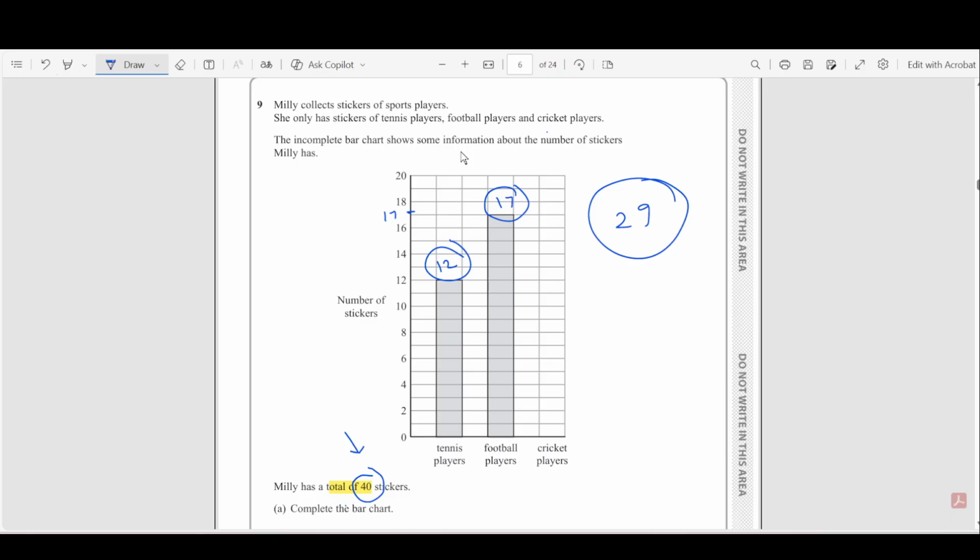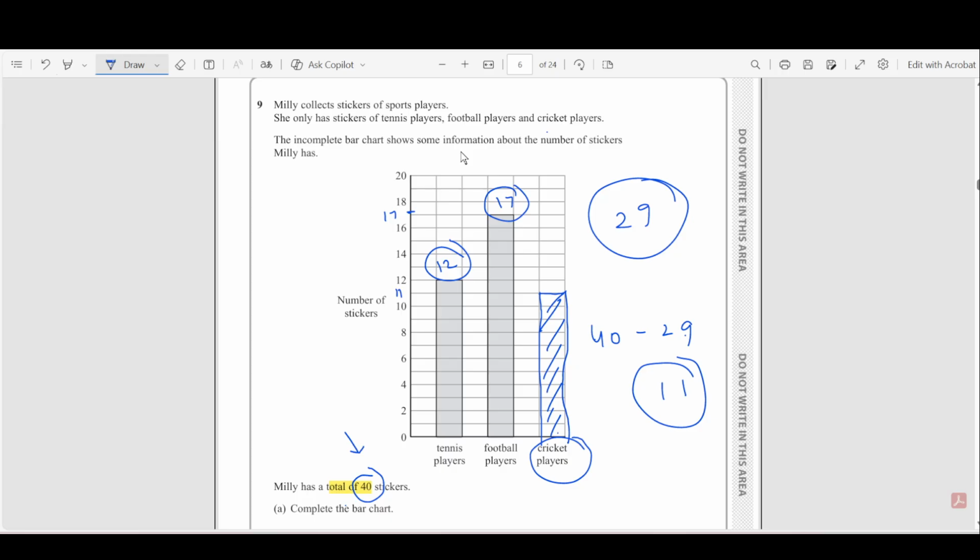So if we need to find it for the cricket players, we can just subtract 29 from 40, right? To calculate the number of stickers for cricket players. So if we do that, 10 minus 9, 1, 3 minus 2, 1. So that means the number of stickers for cricket players is 11. So 11 is this, right? If you see 10 and 12, this is 11. So if I just make it like this, this is the number of stickers she has.